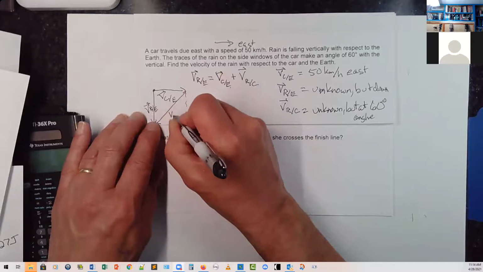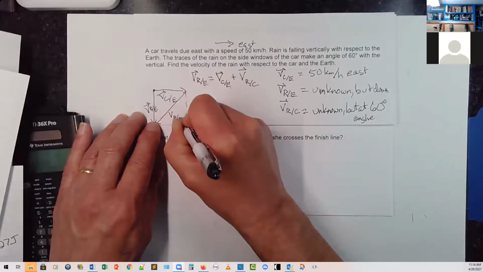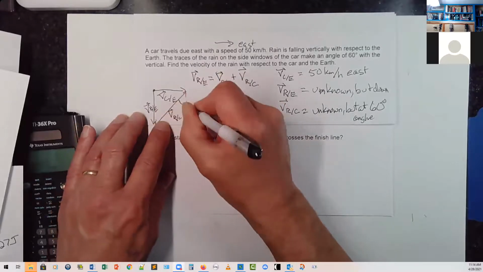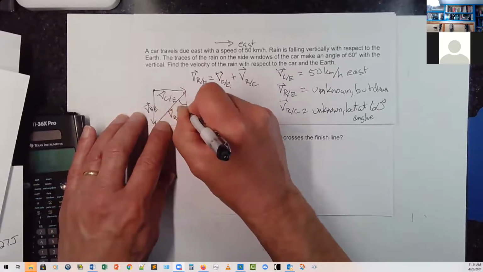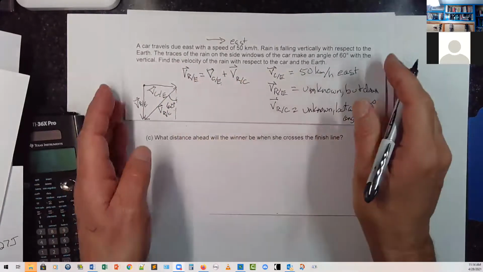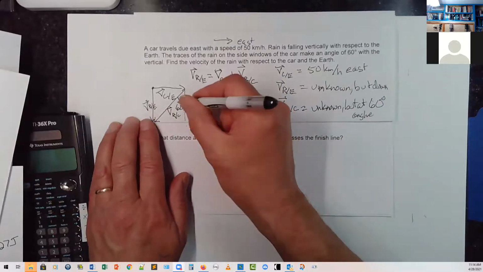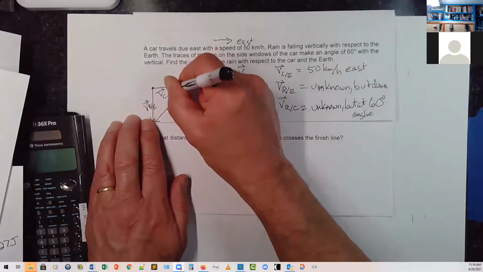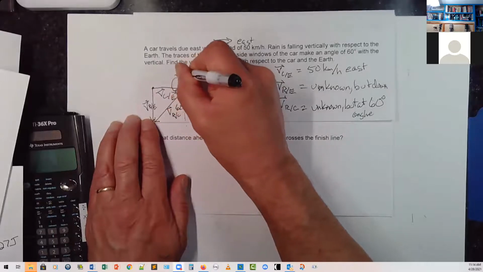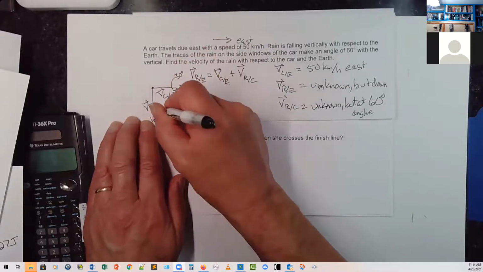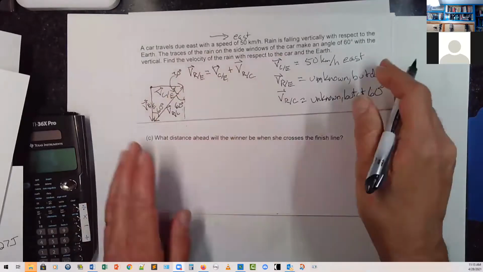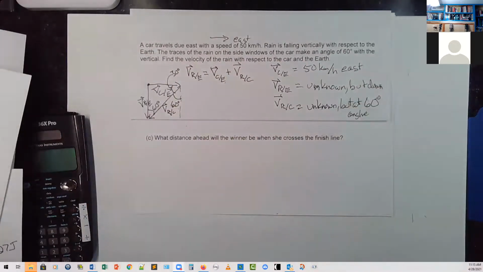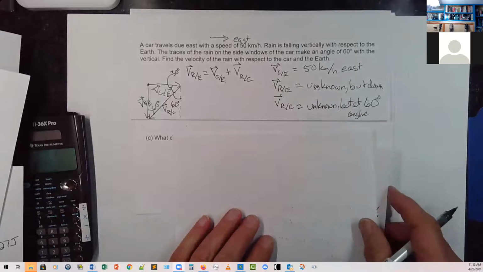This is the velocity of the rain with respect to the car, and it says it makes a 60-degree angle with the vertical. Well, if this is a 60-degree angle, that makes this a 30-degree angle. That makes this another 60-degree angle. So what can I figure out from that? I need to draw a new picture, one that just has those things in it.